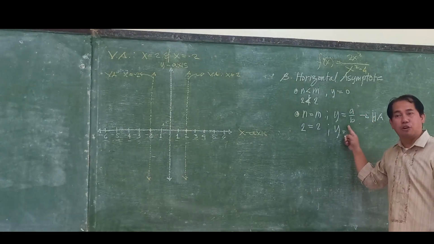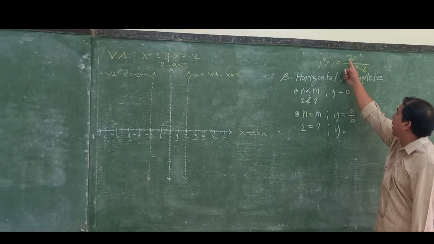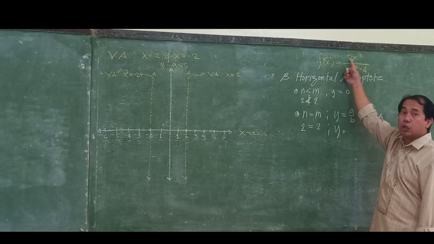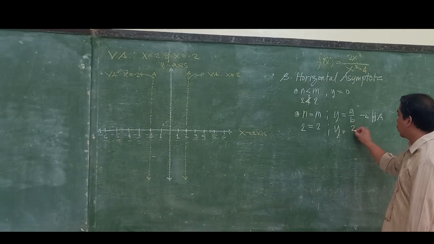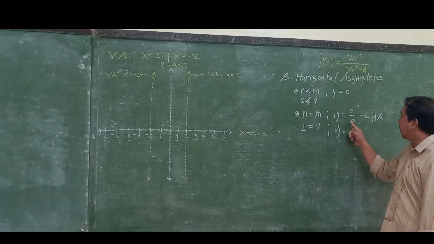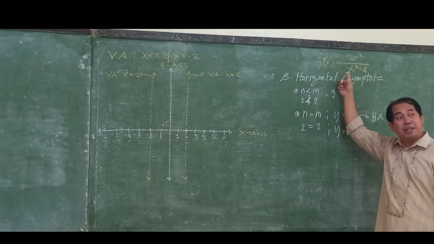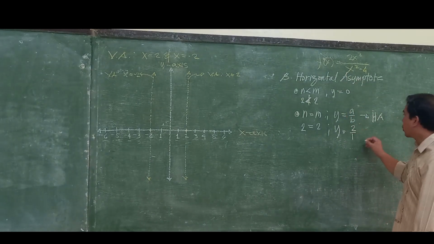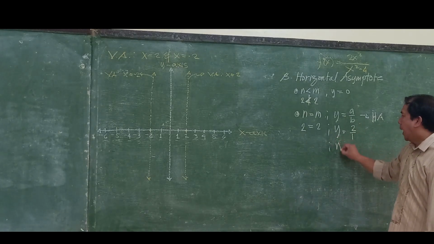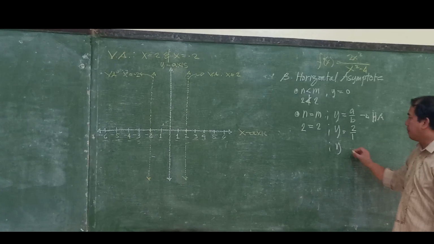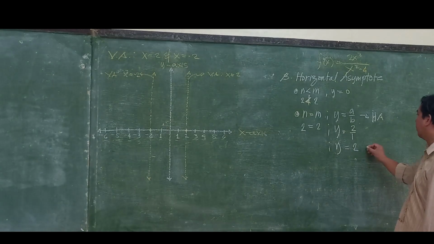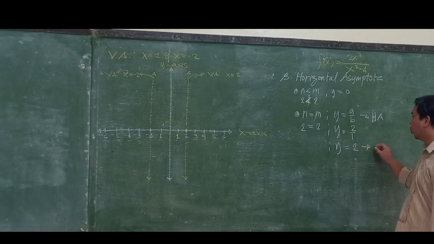What did we say about the a over b? The a is actually the numerical coefficient of the first term of the numerator. What is the numerical coefficient? 2. How about the b? The b in here is the numerical coefficient of the first term of the denominator. What is the numerical coefficient? 1. And so, our horizontal asymptote now is equal to 2. That is our horizontal asymptote, meaning we are now ready to locate that one in the graph.